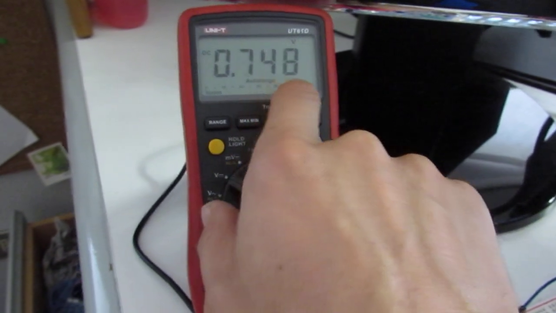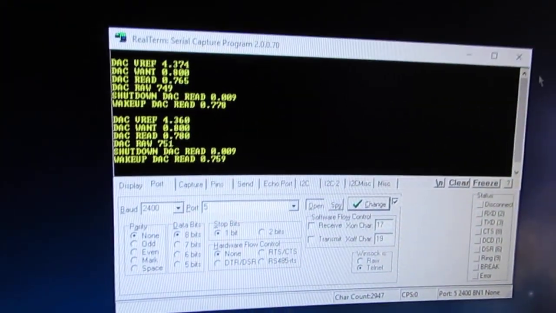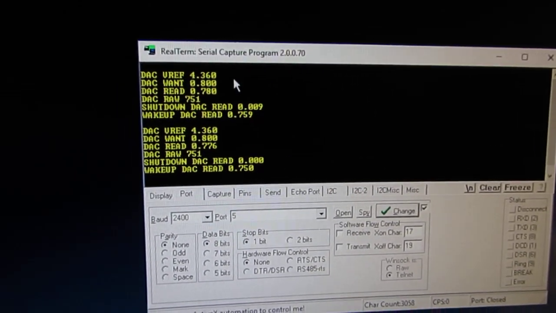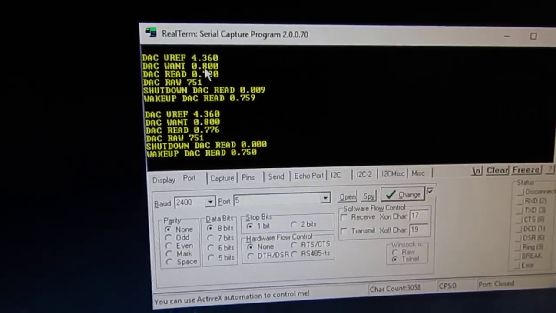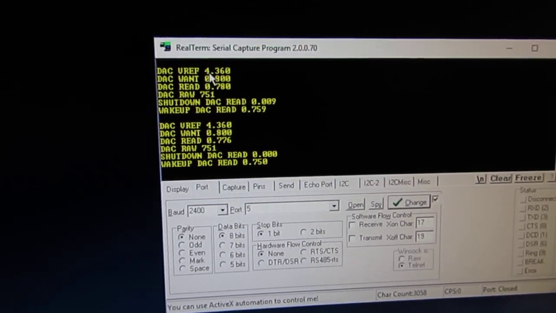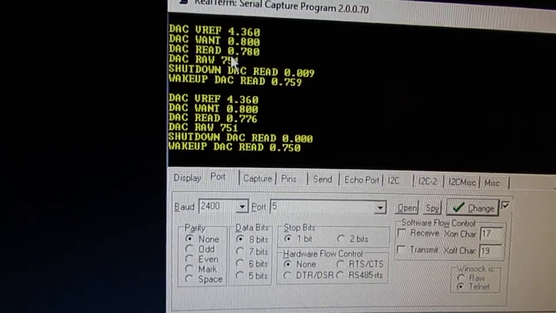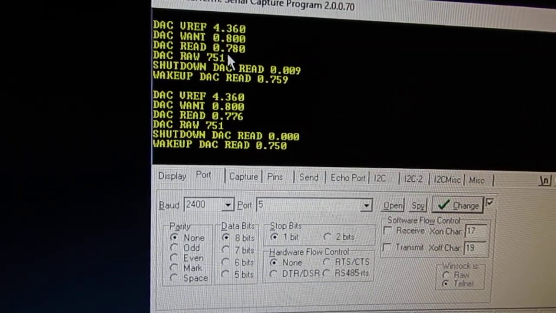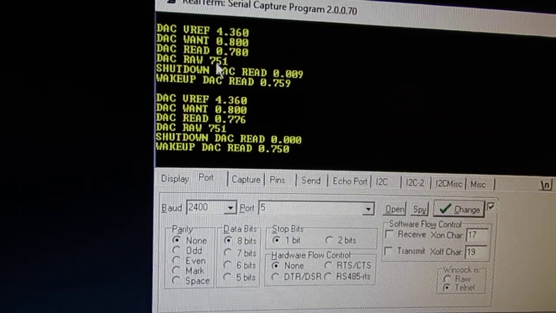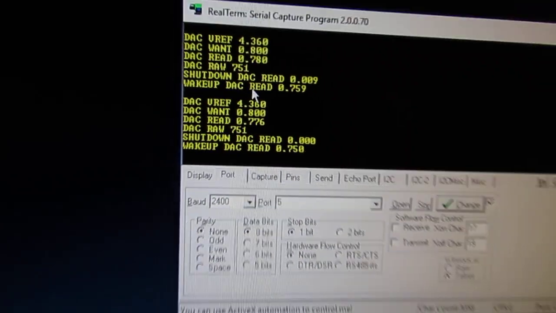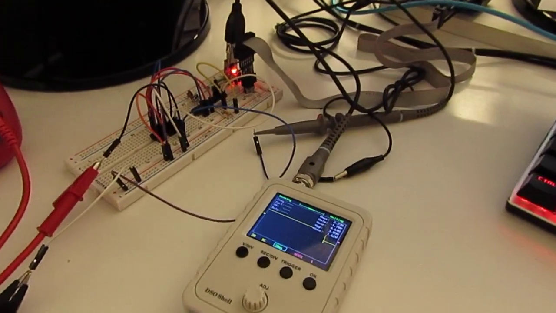0.8 volts here, and I also have it output there on the UART. I can stop it, and we can read that the voltage that we want is 0.8. This is the voltage reference of the DAC, and we get 0.78 volts. This is the raw value, and the voltage read on shutdown after the wake up of the IC. And that's almost all.